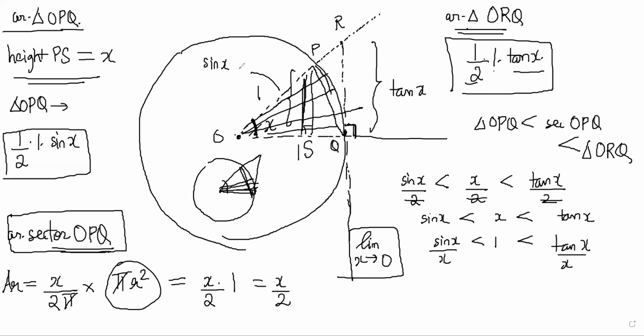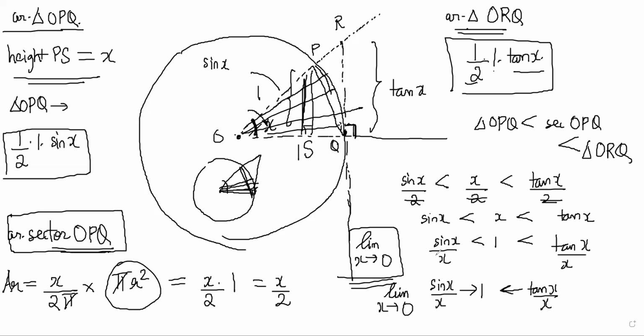So convince yourself that it is making sense for you, right? If the angle comes down, very close to the OQ line, then each area is very similar, right? All three, right? So in the limit x tends to 0, sin x by x will tend to 1 and tan x by x will also tend to 1 in the limit x tends to 0.